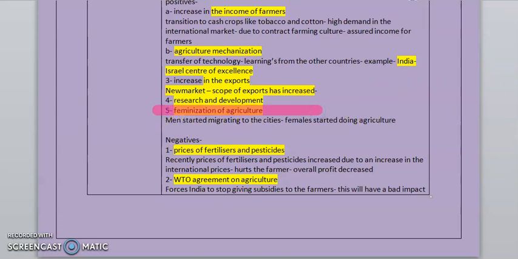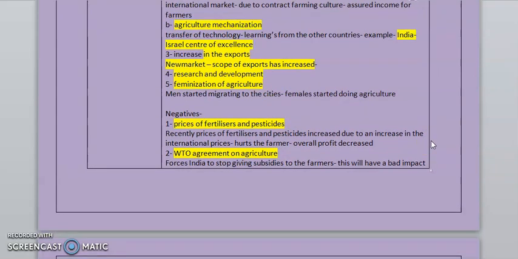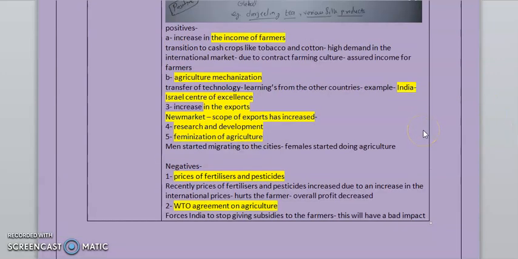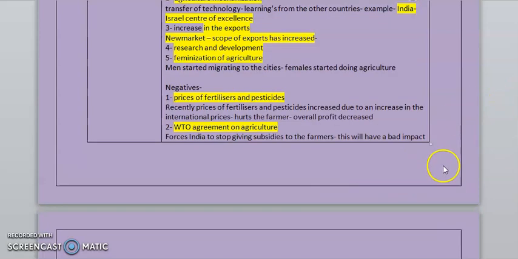Next one is the feminization of agriculture. Men started migrating to the cities, and women started doing agriculture. This is actually a new phenomenon happening in agriculture currently: men are migrating to cities for working in industries, and women are taking charge of the fields. You can also use this point in your answer as a positive, that women have started taking part in economic activities. Yes, they are taking part in agricultural activities, but it is a start. So it is a positive for our economy.